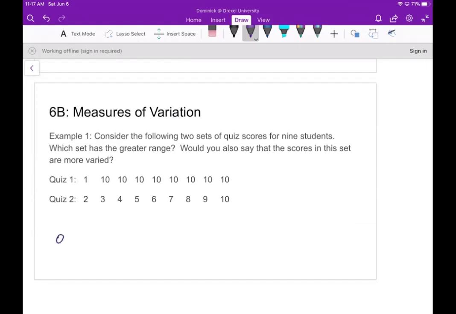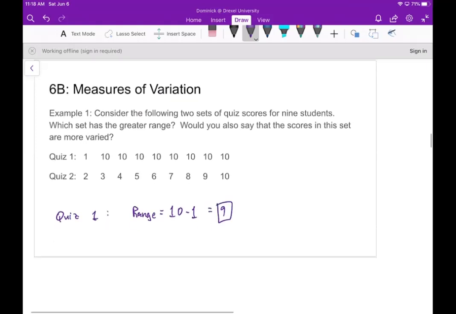Now for quiz 1, remember that the range is the largest value minus the lowest one, so it would be 10 minus 1, so we get that the range is 9. Now for quiz 2, the range is going to be 10 minus 2 this time, which is 8.